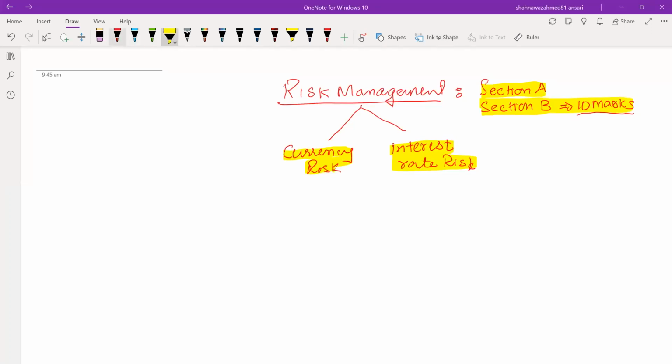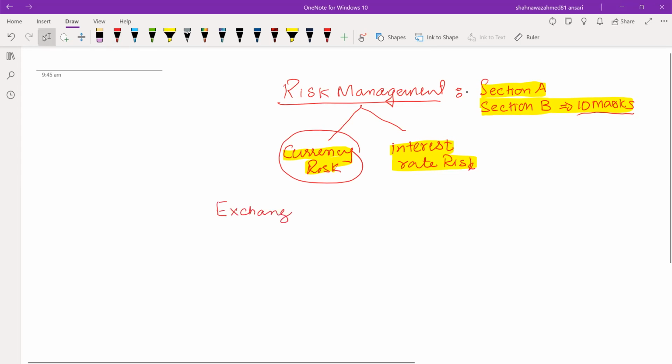So let's begin with currency risk management. First of all, let's understand what an exchange rate is. How can we define an exchange rate? An exchange rate is the rate at which one country's currency can be exchanged with another country's currency. Normally we write the exchange rate as 1 GBP is equal to USD.